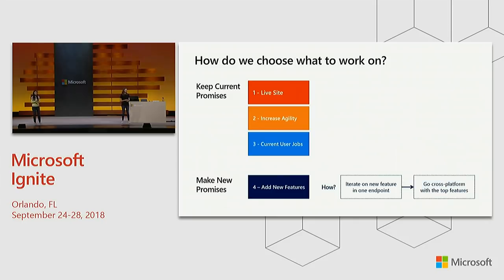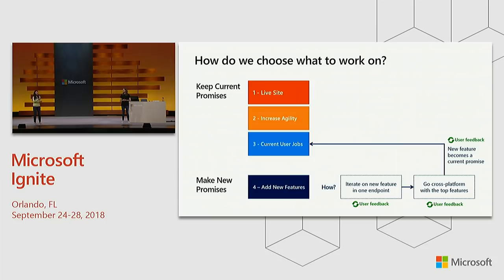And then for the features that have a lot of promise, like the ones that really resonate with users, the ones that people are actually engaging with and using, and the ones that we get good feedback about, those get promoted and go cross-platform. So not everything that we iterate on will go to every endpoint, but the ones that show a lot of promise and become cross-platform become part of our current promises that we maintain to the same level of quality as the other features of Outlook.